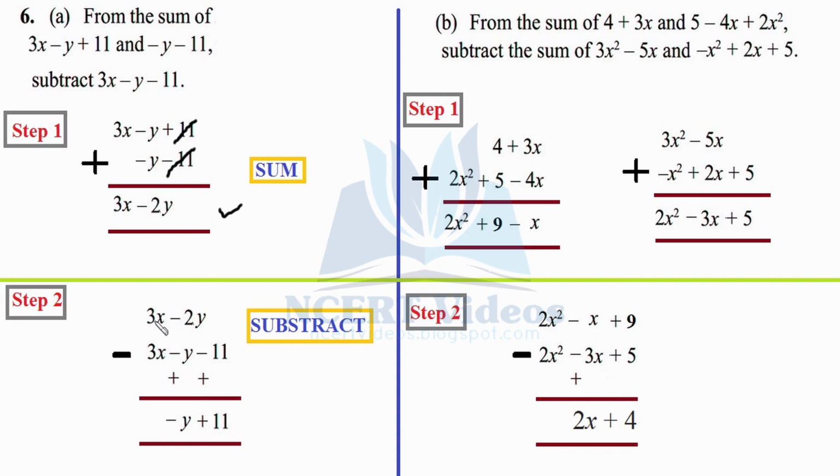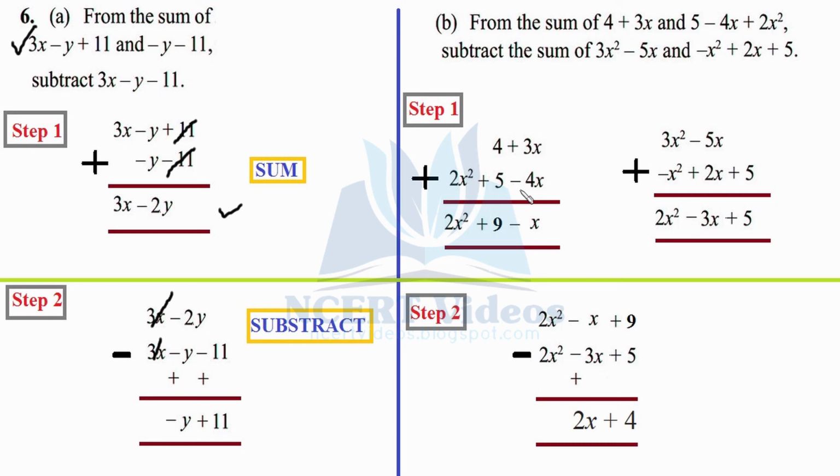And here 3x minus 3x, it is cancelled. Therefore the answer is minus y plus 11. That's first. Second, from the sum of, that is we have to add them. So we are doing the same, 4 plus 3x and this term here. We are arranging it because it is a very good idea to arrange like terms. So constant with constant, x with x, and x square we don't have here.